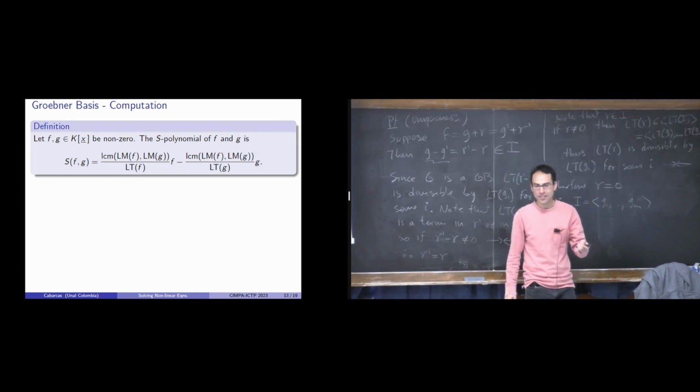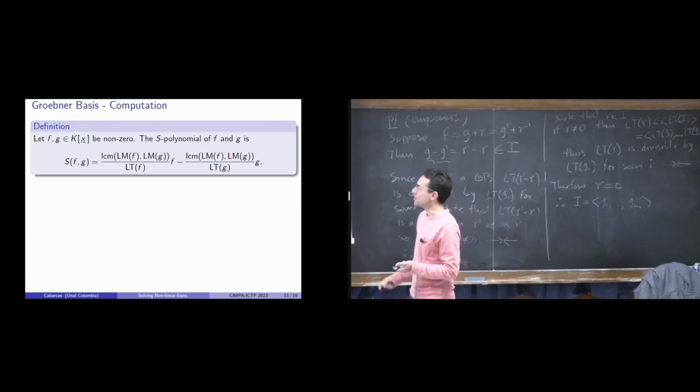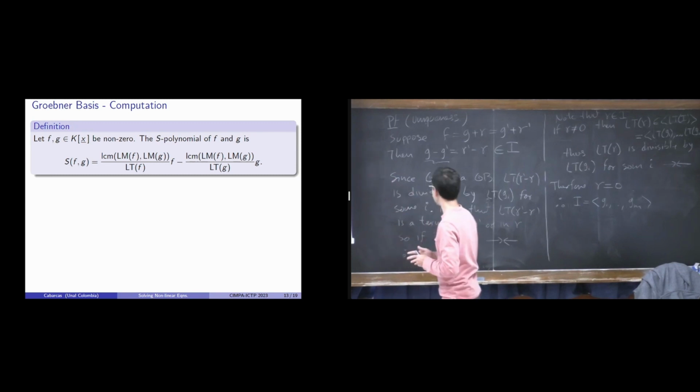So the first thing we need is to define these S polynomials. Let F and G be non-zero polynomials. The S polynomial of F and G is this polynomial. And it looks strange, but it's something very simple. What we're doing here is multiplying F precisely by what we need so that the leading term cancels with the leading term of G.